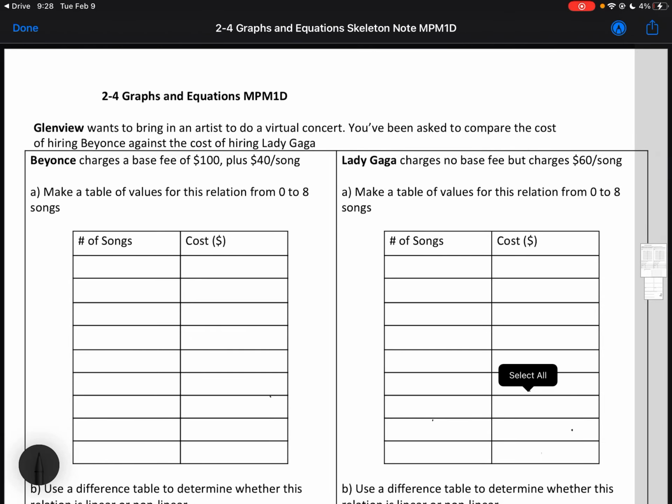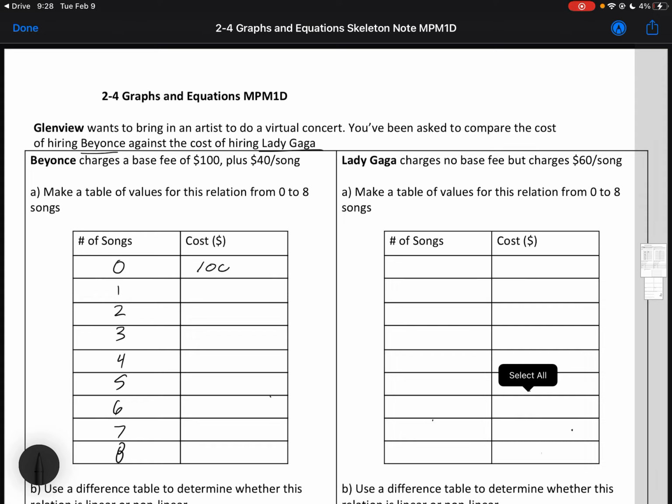This video goes over comparing graphs and equations. In this example, Glenview wants to bring in an artist to do a virtual concert. You've been asked to compare the cost of hiring Beyonce against the cost of hiring Lady Gaga. Beyonce charges a base fee of $100 plus $40 per song. So let's make a table of values to represent that relationship.